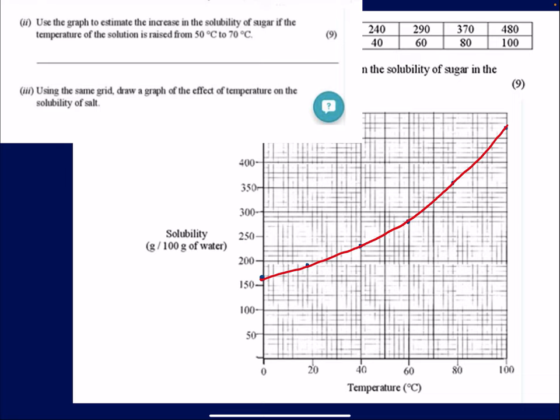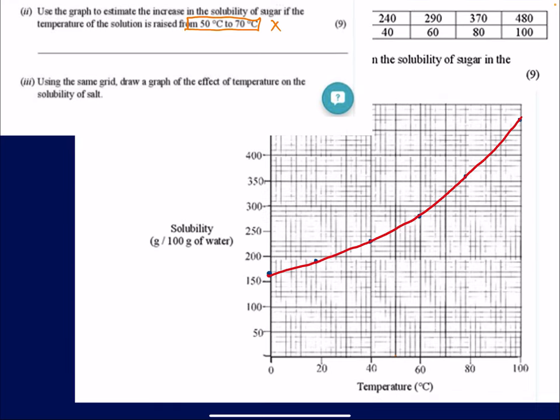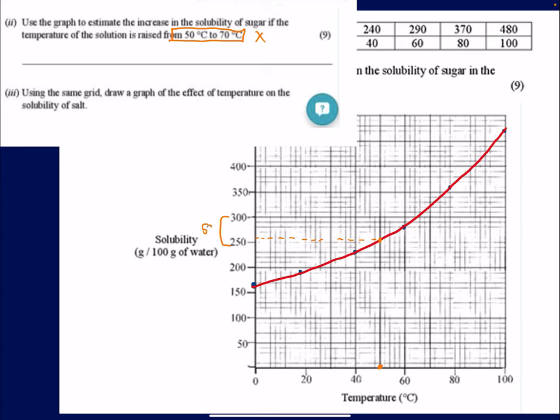Use the graph to estimate the increase in solubility from 50 to 70 degrees. So I have these two numbers and I want the solubility. So I need to find out what the solubility is at 50 first. So 50 is on my x-axis, and solubility is on my y-axis. So I find where 50 is here. I go up to here, I hit the curve and I'm going to go across. So again, this is a difference of 50. I don't know whether my curve has moved, but we will say 260.